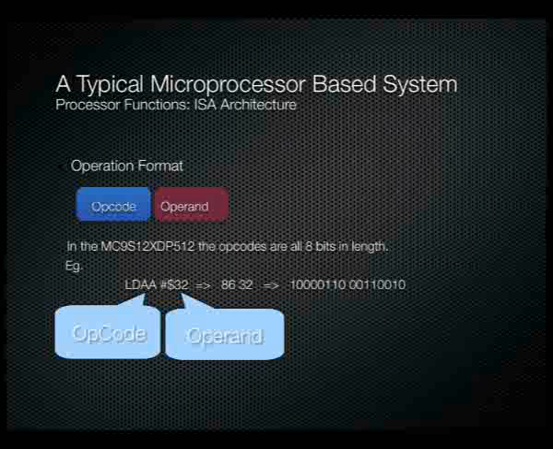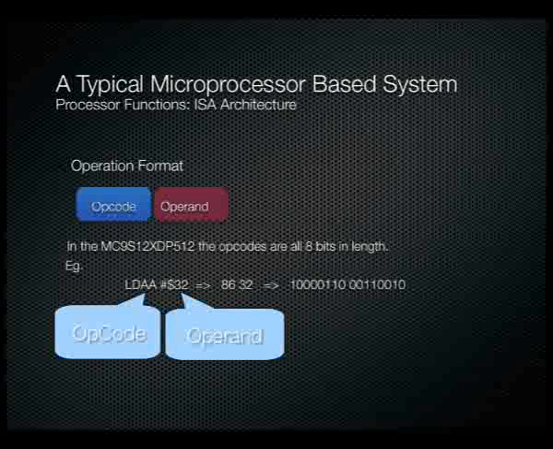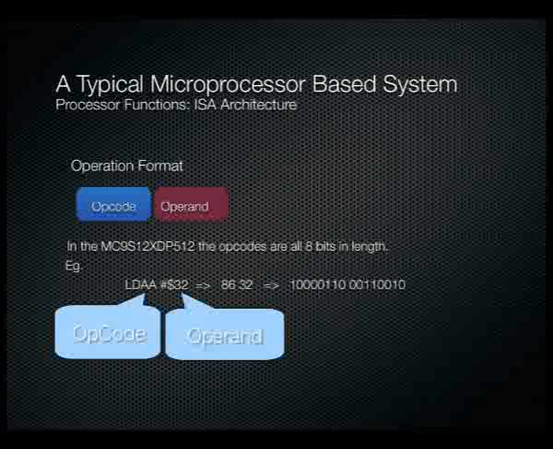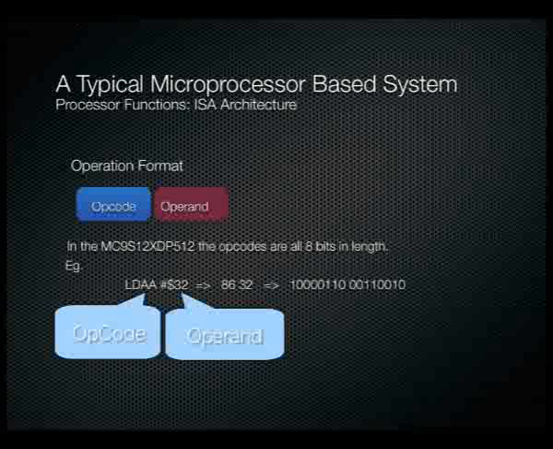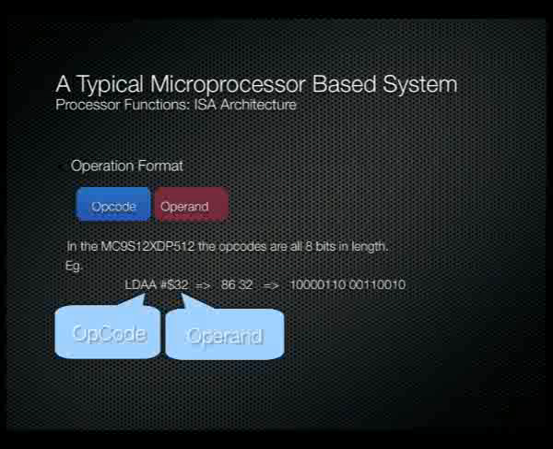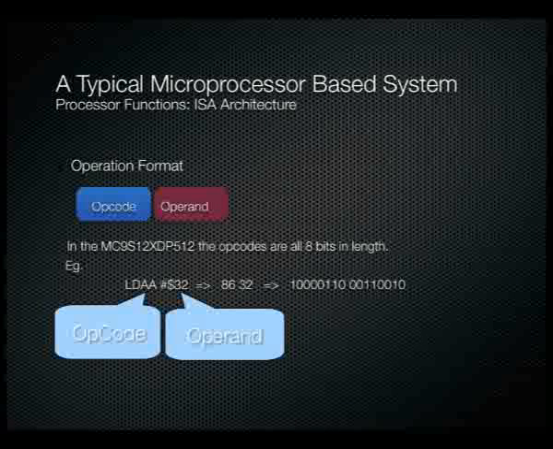Okay, so when it comes to the operation format, generally an operation consists of two components. We have an opcode and an operand. The opcode is in fact the instruction that tells us what we want to do, and the operand is the data for that particular instruction.